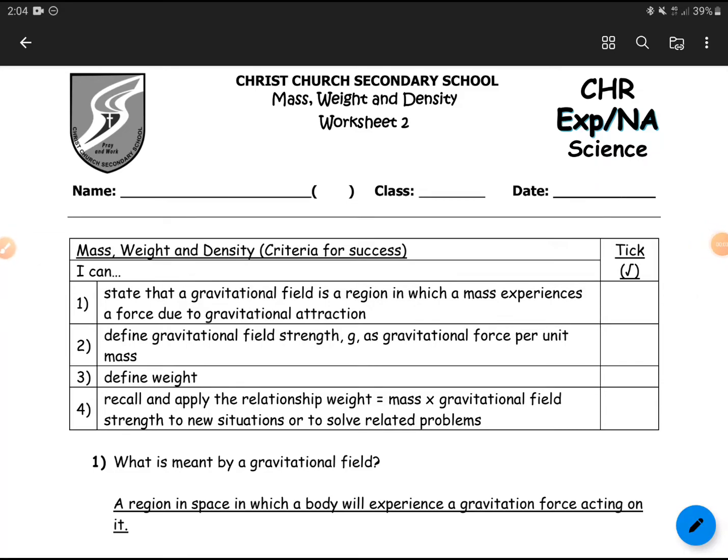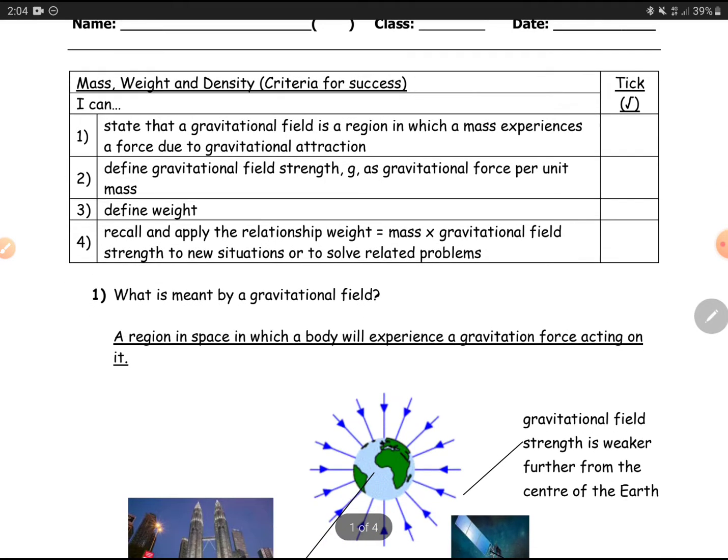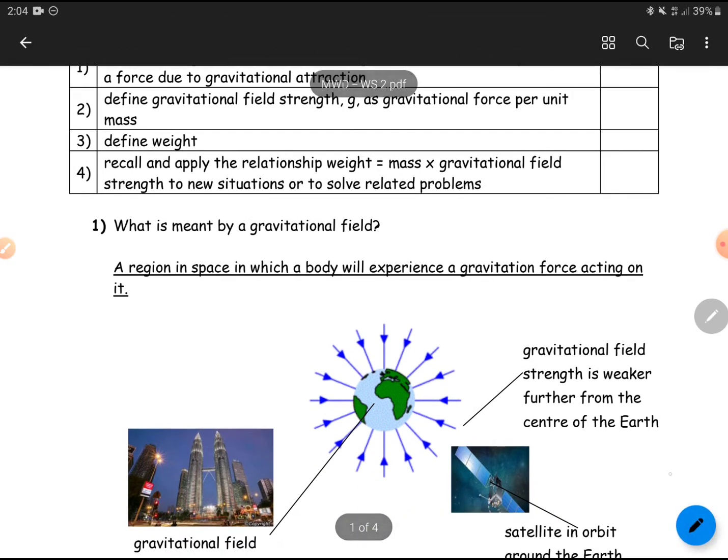And today we'll be looking at worksheet number 2, which is basically on your gravitational field as well as your weight itself. So for a start, the question is: what is gravitational field? Again, the answers can be found in your textbook. It's basically a region in space where any object will experience a gravitational force acting on it.